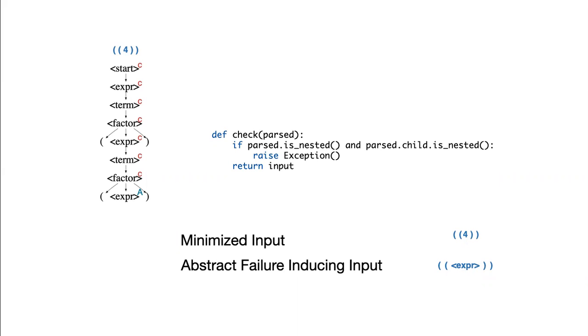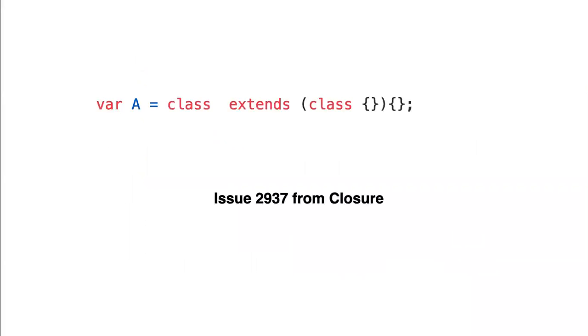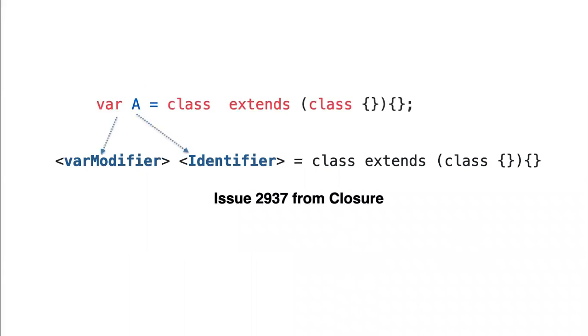But is this useful in practice? Here are again the few examples we saw from the real world. This is issue 2937 from Closure, and you can see that we were able to abstract two non-terminals here, corresponding to the variable name and identifier.